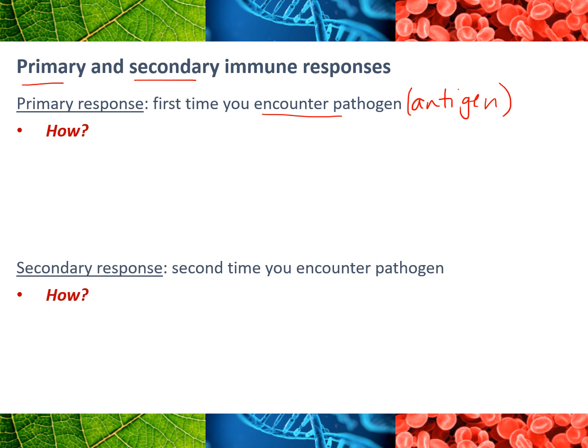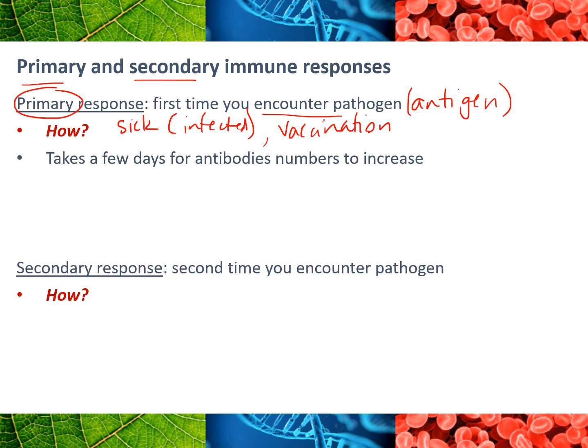Obviously, the main way that this might happen is by getting sick, by getting infected with that pathogen for the first time. Another way that this happens is through vaccination. We're going to look at that more in the next lesson. But anytime an antigen enters your body for the first time, we have our primary response.